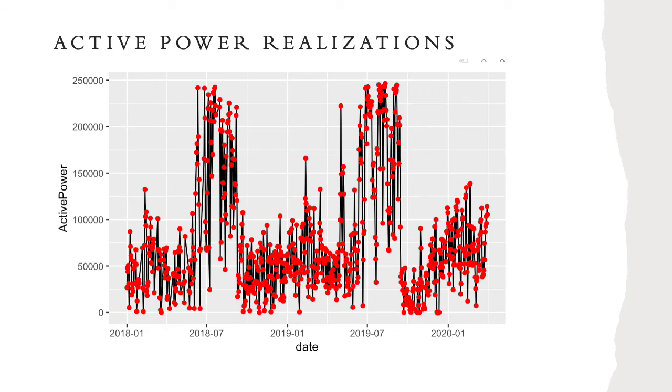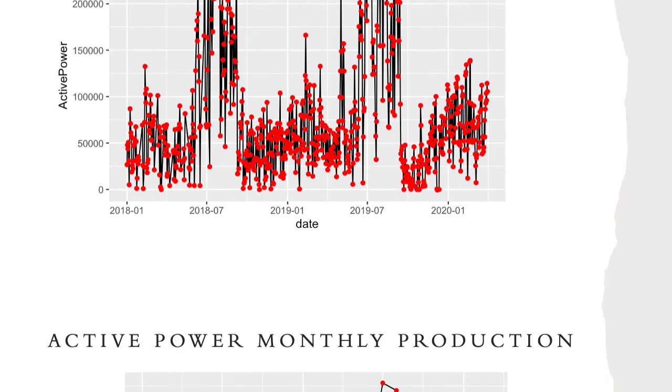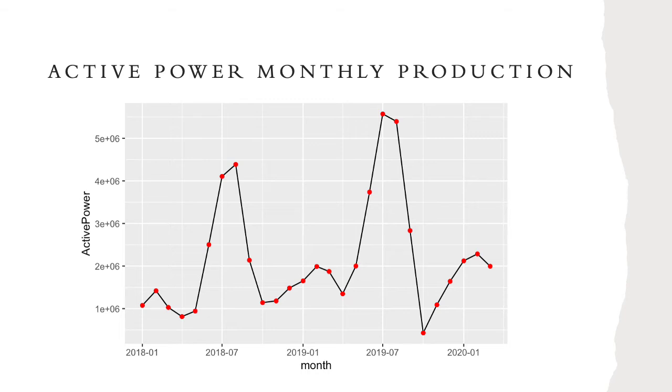Here is a plot of the active power realizations. The red dots mean the daily aggregate output, or active power, from the turbine. Here's another look at that data consolidated at the monthly level, and you can see there are some peaks in July and August.